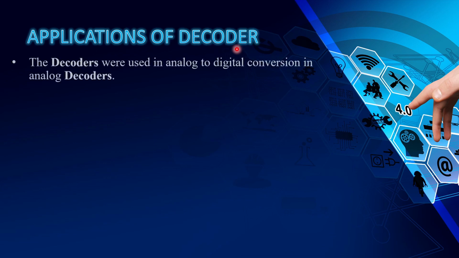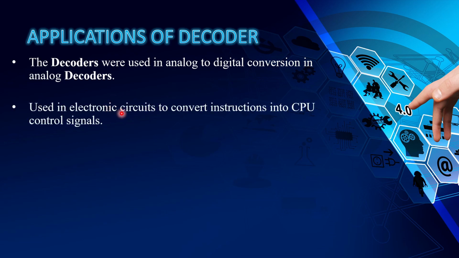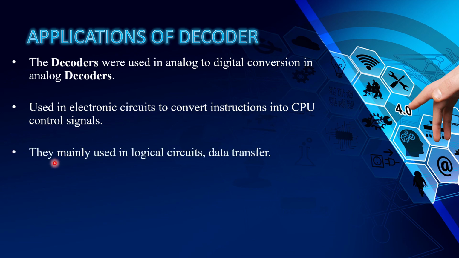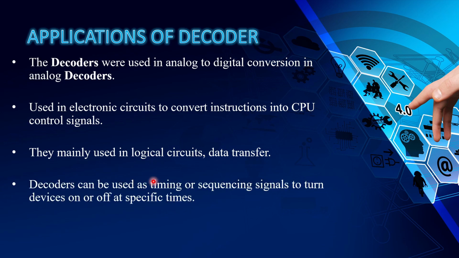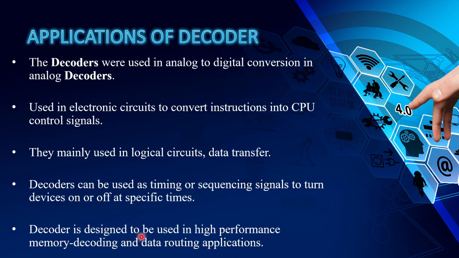Applications of decoders. Decoders are used in analog to digital conversion in analog decoders. They are also used in electronic circuits to convert instructions into CPU control signals. They are used in logical circuits and data transfers. Decoders can be used in timing and sequencing signals to turn devices on or off at specific times. Decoders are also used in high-performance memory decoding and data routing applications.